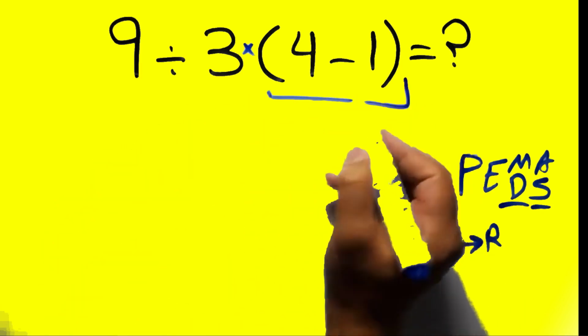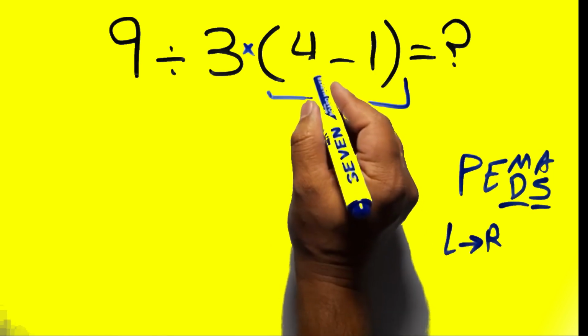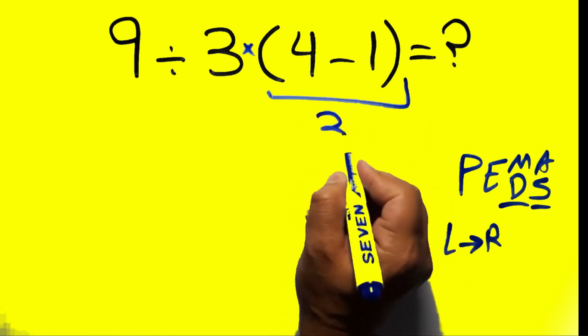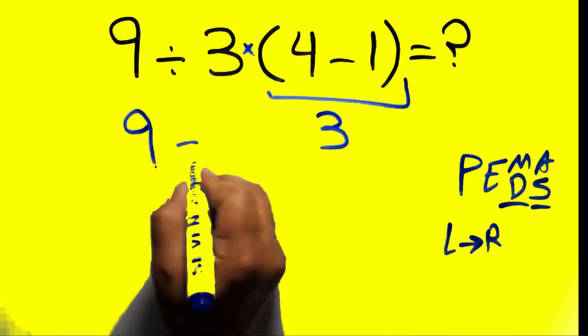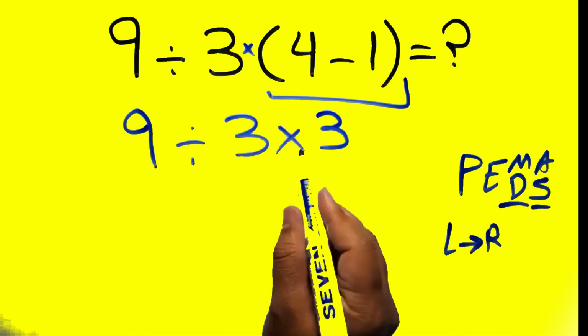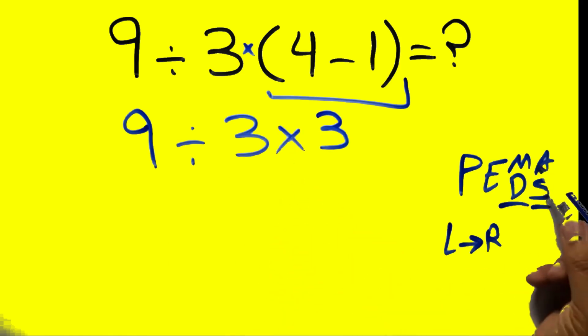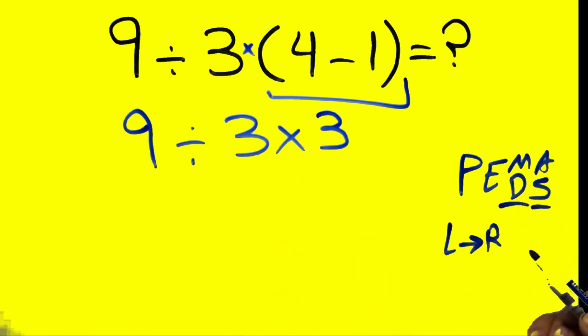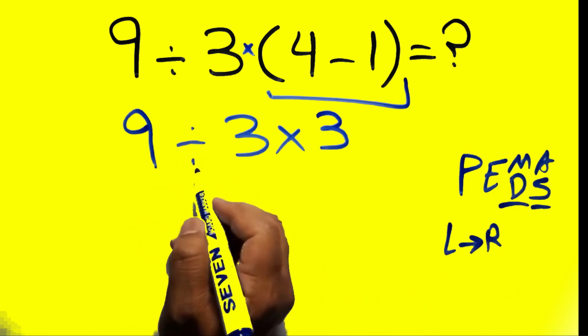So first these parentheses. Inside these parentheses we have 4 minus 1, which gives us 3. So 9 divided by 3 times 3. Now we have one division and one multiplication. As I said, multiplication and division have equal priority, and we have to work from left to right. So here, first we have to do this division.